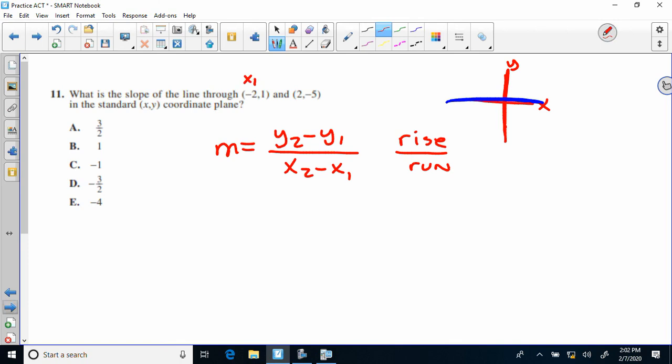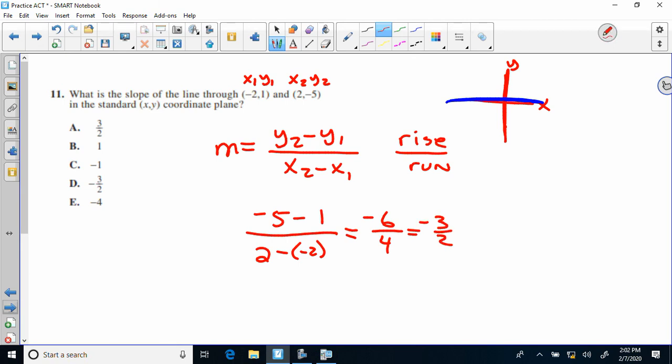So if I labeled these x1, y1, and x2, y2, I would do y minus y, or -5 minus 1, over x2 minus x1, or 2 minus my -2. And -5 minus 1 is -6. 2 minus the -2 is +4. And you get -3/2 for your slope, which should be the letter D.